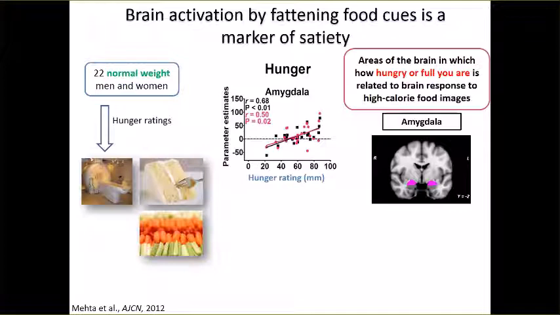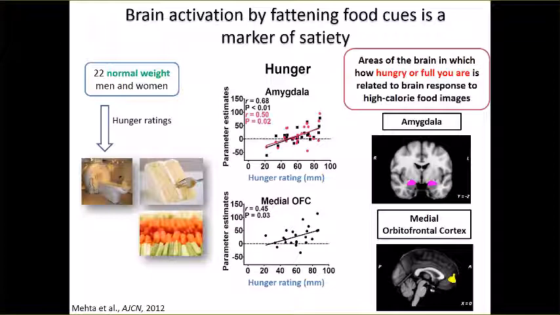And that includes the amygdala, where there's a positive association such that people who are rating themselves more hungry have greater activation, or greater difference in activation, rather, between the high and low calorie foods. And when you're full, you actually might have greater activation by those non-fattening food cues. So the amygdala is critical for establishing reward cue associations. And then the medial orbital frontal cortex, which is one of the other regions we look at, is involved in those reward cue associations, but also in devaluing those associations during times of satiety, for instance.